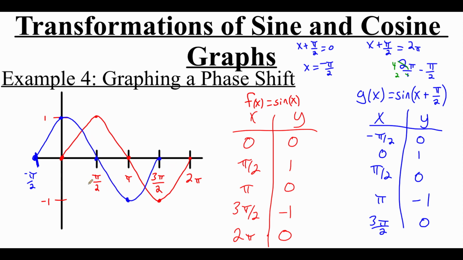And we should notice that our blue graph is basically the exact same as our red graph, just shifted left by pi over 2.